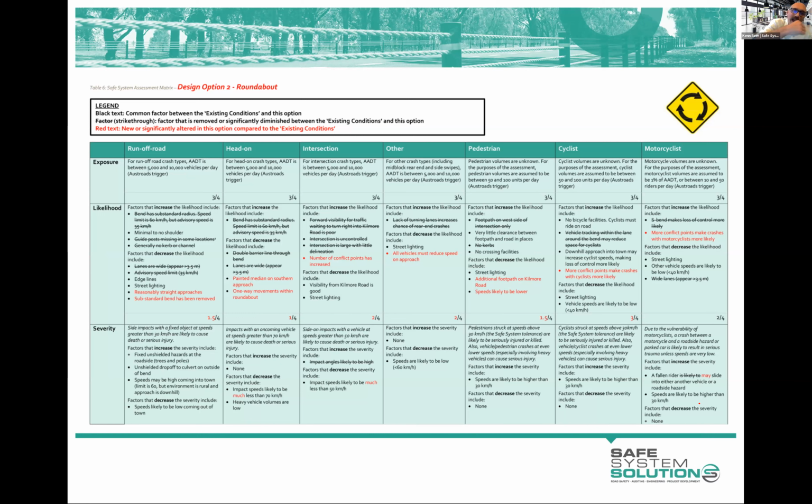You look through and say, have we changed any of the exposures? No, we've got the same number of vehicles going through, we predict. We've got the same number of pedestrians, cyclists, and motorcycles. Nothing's changed from that perspective, so all of our exposure scores stay the same. But the likelihood of crash has changed. Some things have been crossed out because they don't exist anymore or they've changed. Some things have been added here in red.